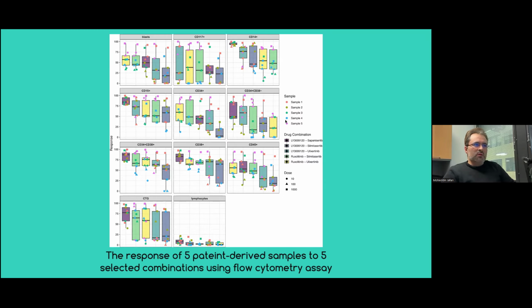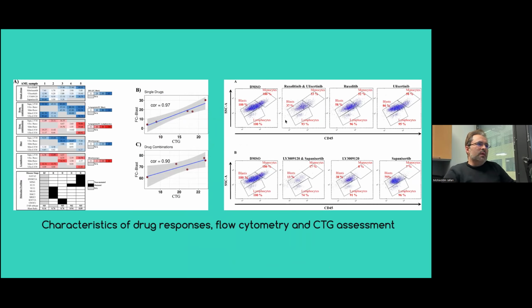And then we tested on different patient samples, five different patient samples. Finally, we selected two combinations, and you can see the flow cytometry plots here. In the case of the combination, the toxicity, which is related to the cell viability of lymphocytes, is lower compared to the blast cells, and the blast cells show efficacy compared to the different single drugs. You can see that the toxicity is not too much.